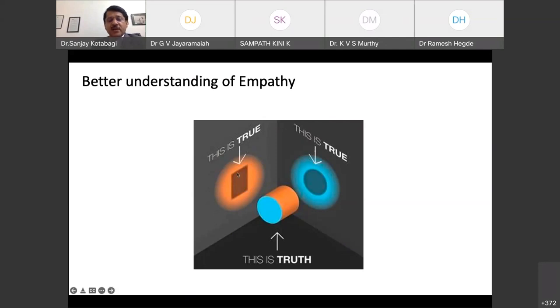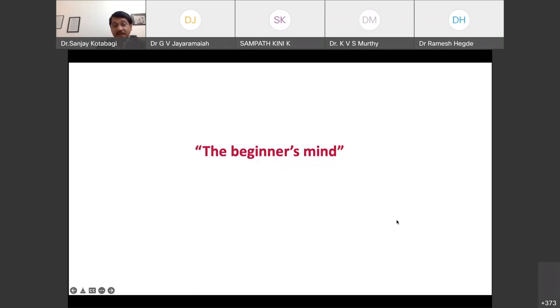So when I look at it from the other angle, these two are giving the true picture, but the truth is uncommon. So by empathizing myself with the sufferers, I need to get the truth, not the true images. They are also correct, but I should definitely get the truth. It is possible only when I go with an open mind. That is what we say, that students should go with the beginner's mind.